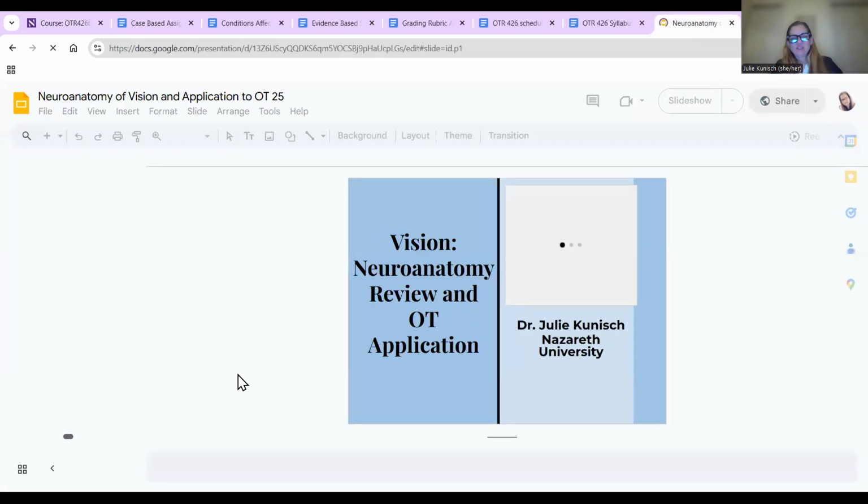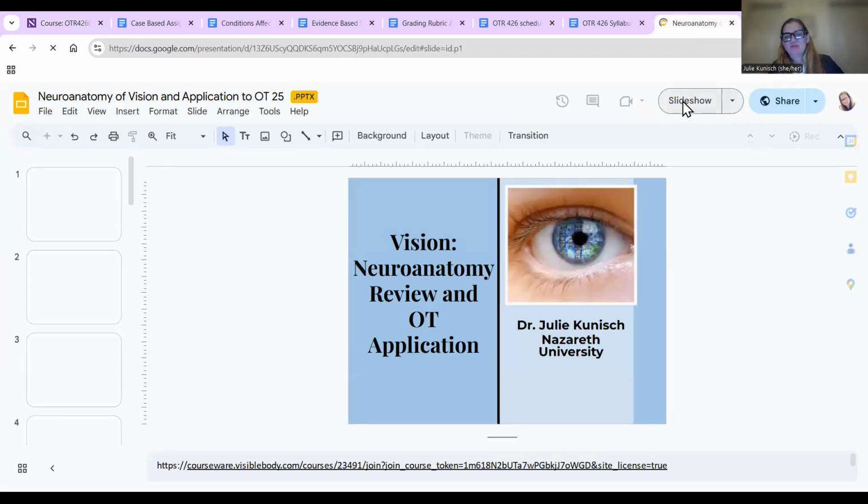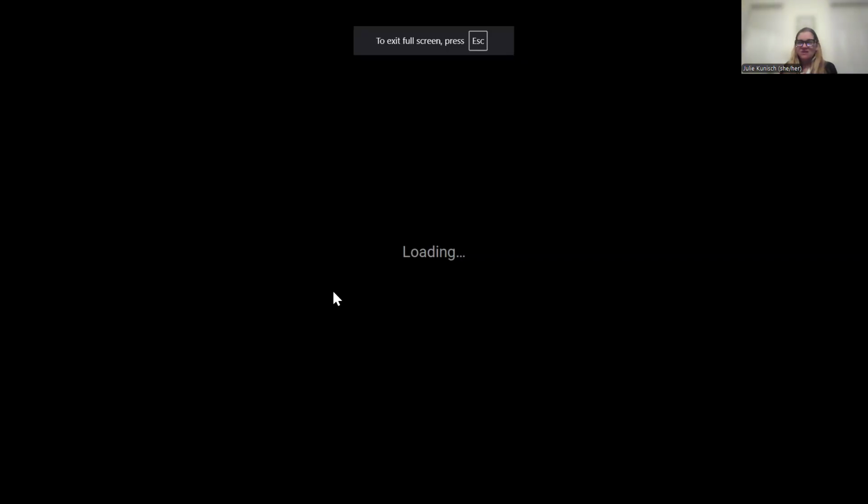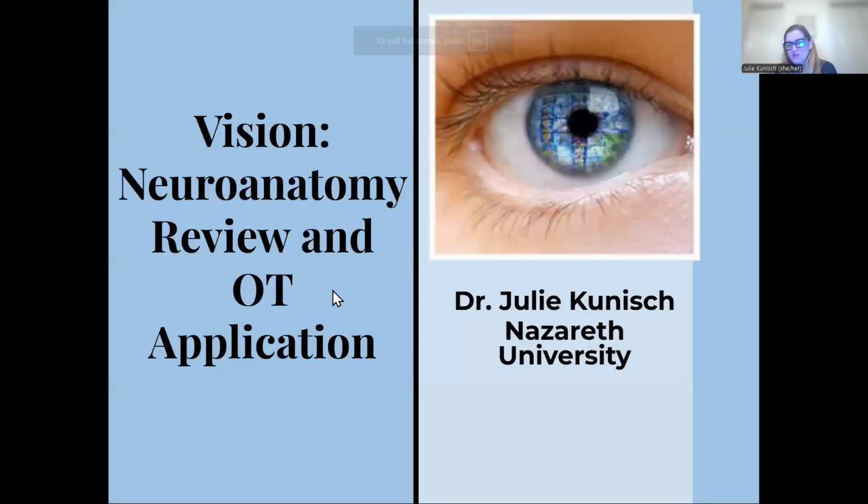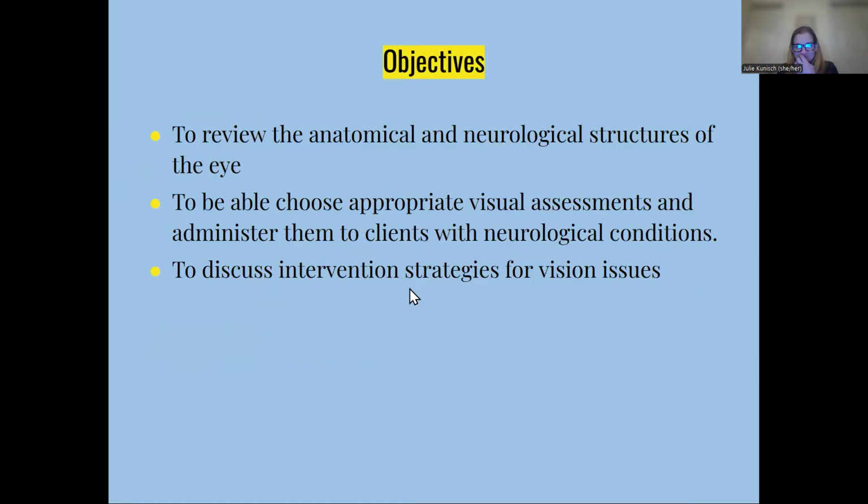Okay, so let me get into the neuroanatomy review of vision. This is crucial. I totally understand that you've had neuro and you've had anatomy in the past, and you've had A&P and all that kind of stuff. Those were a long time ago. So this is really important for us to move forward when we're talking about assessment and intervention. I'm going to highlight the key things that you need to pull back into the forefront of your mind about neuroanatomy as it relates to vision.